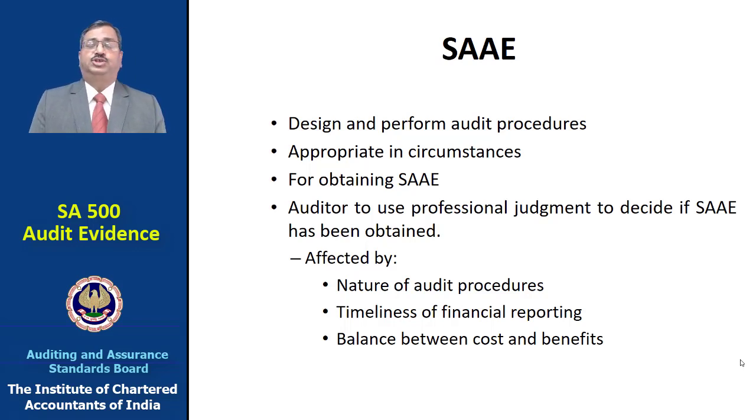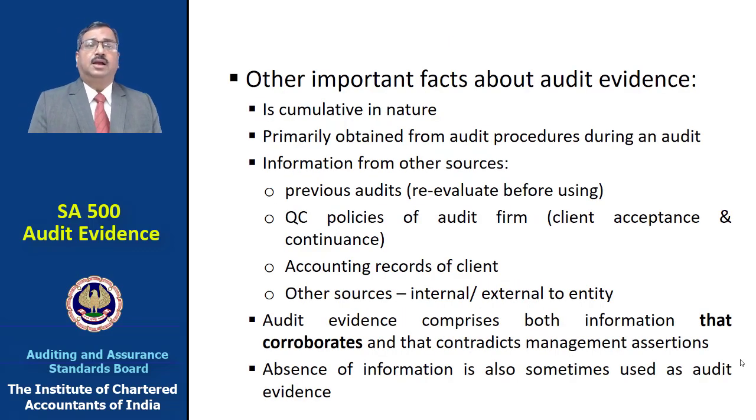Timelines for financial reporting also determine what the audit evidence should be, whether it is sufficient or appropriate or not. Similarly, the auditor has to keep in mind the balance between the cost and the benefit. Another important fact about audit evidence is that it cannot be seen in isolation. It is cumulative in nature. It is primarily obtained during the audit and not after the audit or when the opinion is expressed.